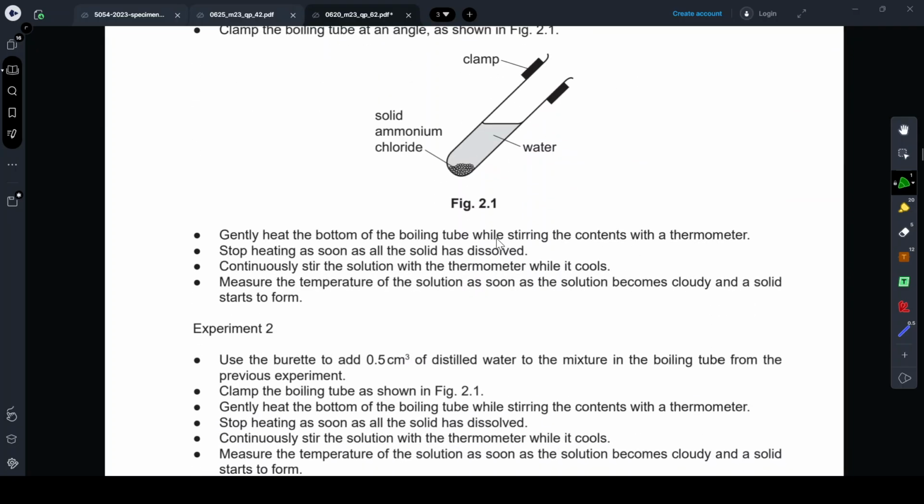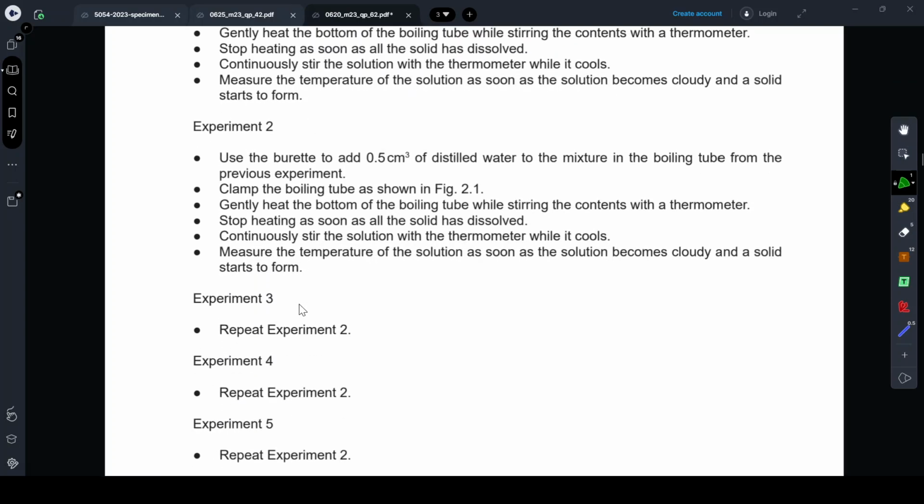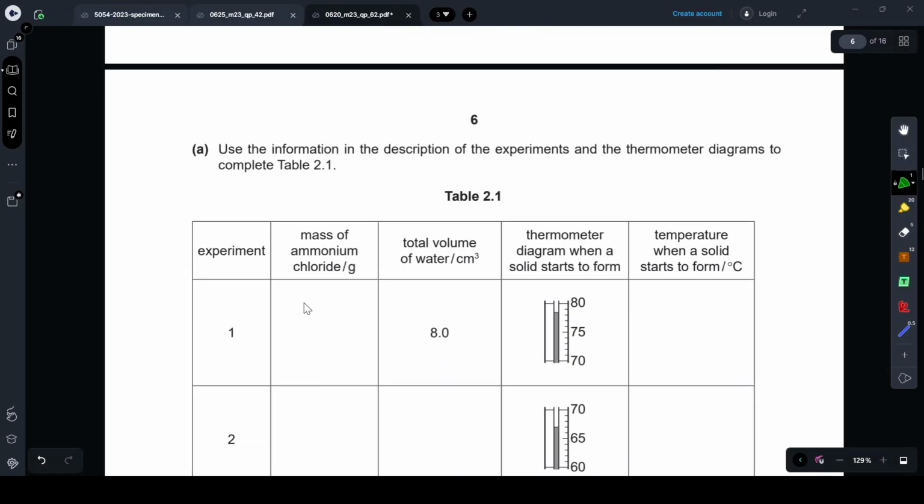Gently heat the bottom of the boiling tube while stirring the contents with a thermometer. Stop heating as soon as all the solid has dissolved. Continuously stir the solution with a thermometer while it cools. Measure the temperature of the solution as soon as the solution becomes cloudy and a solid starts to form. Okay, did you follow all of that? Yeah. All right, yeah, because lots of text.